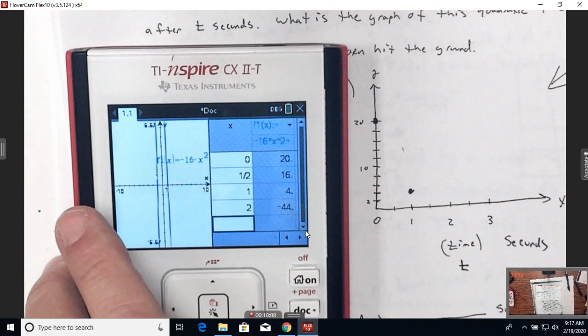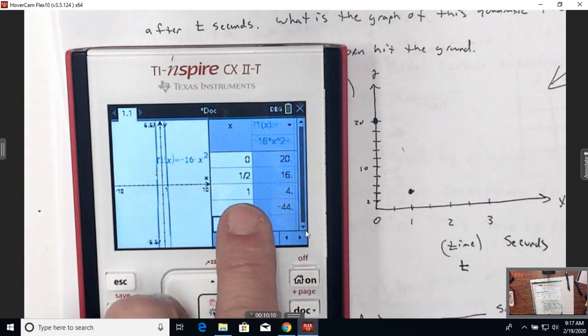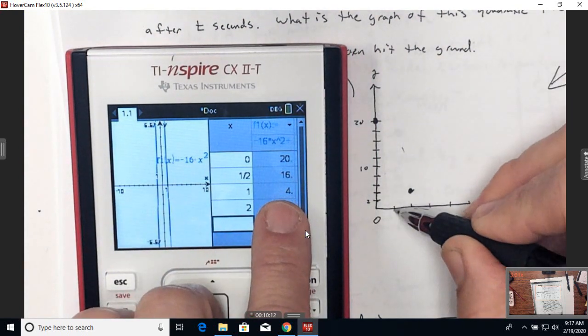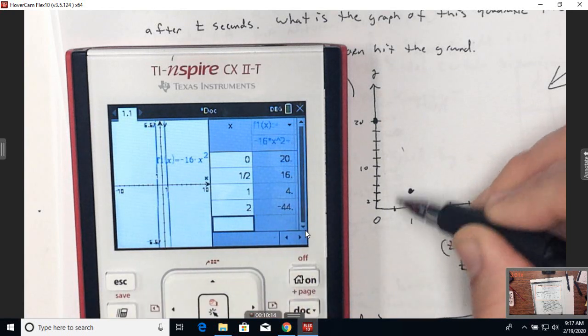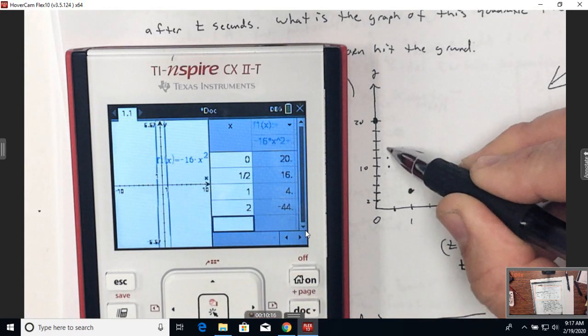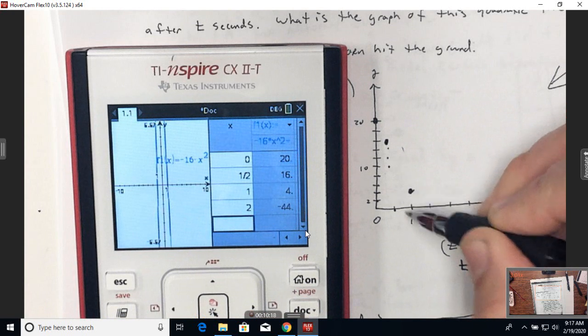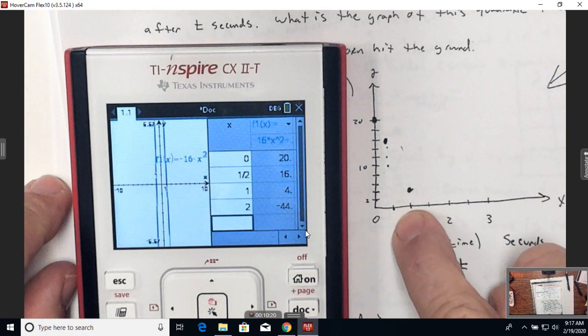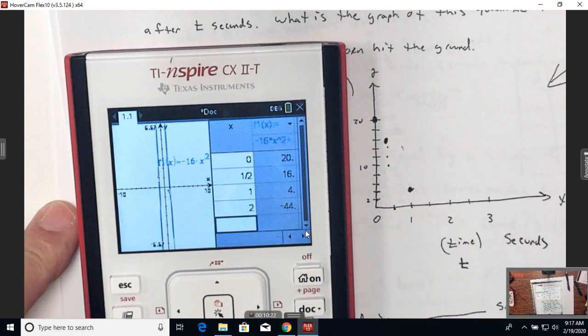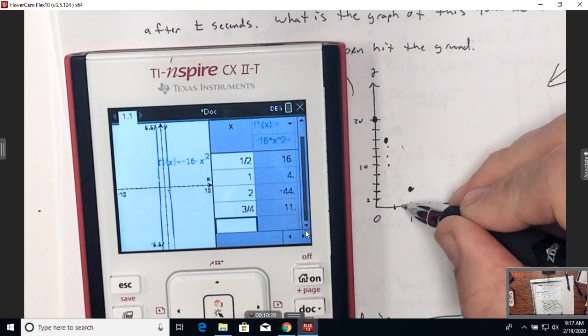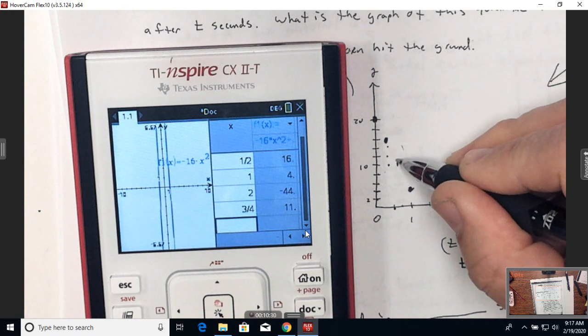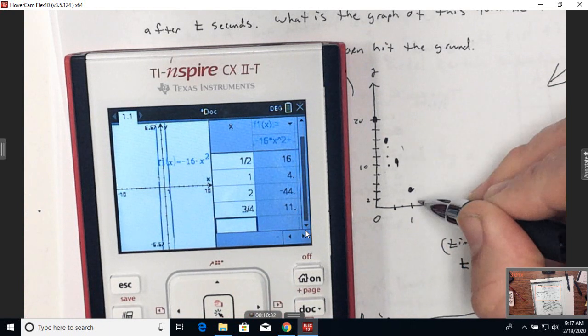right? Just like this. So then let's plot these points, if I can. We've got a 0, 20, already got it plotted. What about a 1/2, 16? Here's 1/2, and then I'm at a 16. There's 10, 12, 14, 16. If I wanted to go more, look, what if I wanted to go 3/4 of a second? Well, I can go over here to my table and go 3/4 enter, and then get more accurate points. I'd be at 11. So 3/4 of a second, I'd be at 11. So that way my graph gets a little bit more accurate.